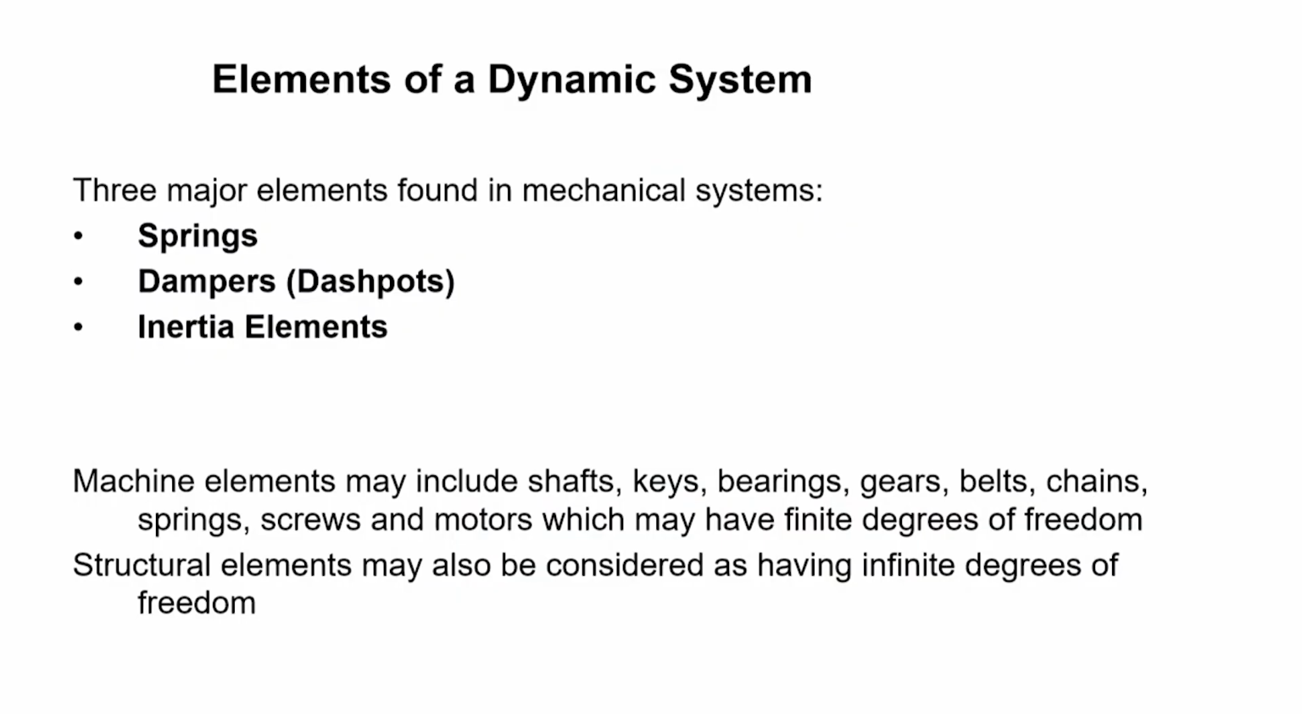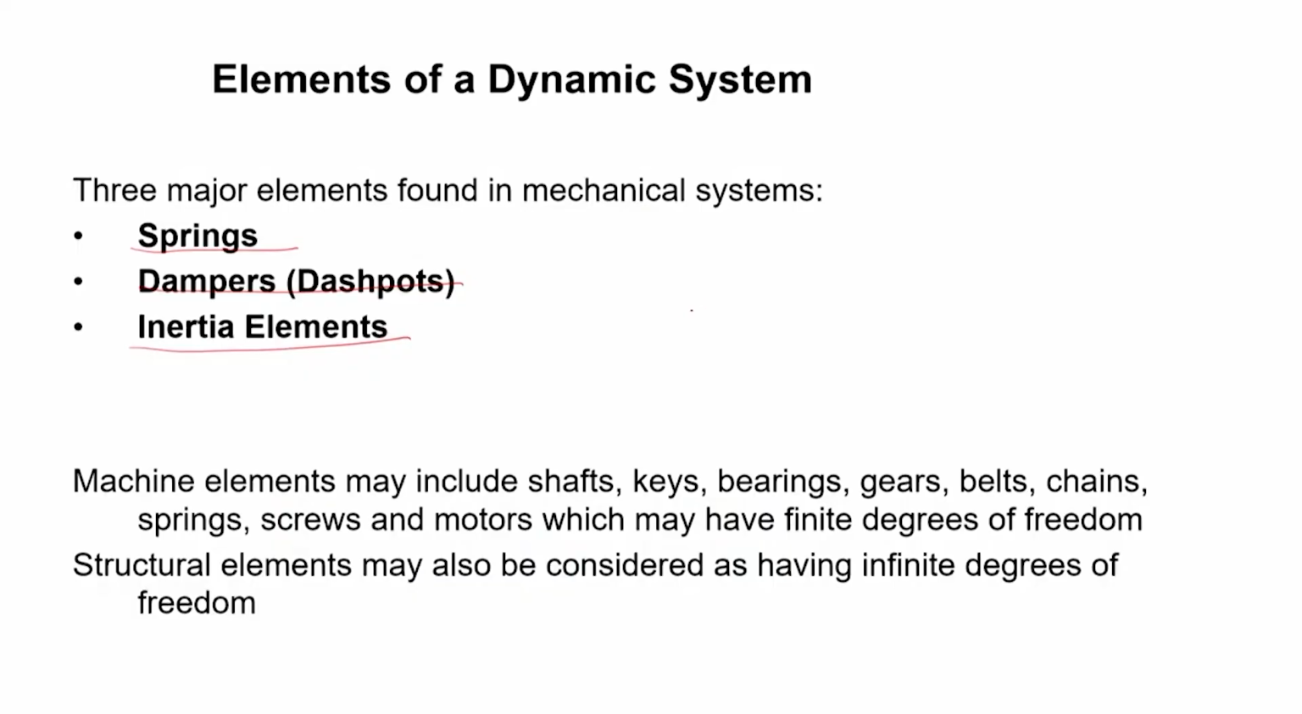There are three major elements I told you: the springs, the dampers or the dashpots, and the inertia elements. Think of any machine element, say shaft, bearings, gears, belts, chains, they can all be described in terms of springs, dampers, and inertia elements. In fact, structures also can be discussed in the same manner. The only difference is that, suppose you just consider this arch to be a structure. Okay.